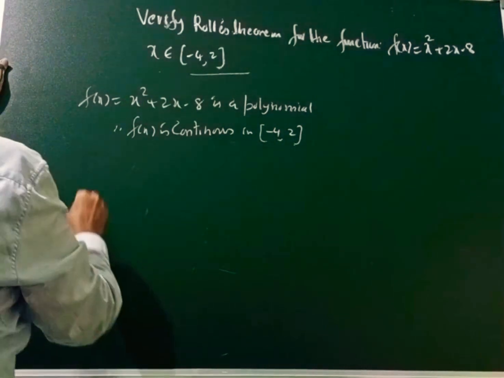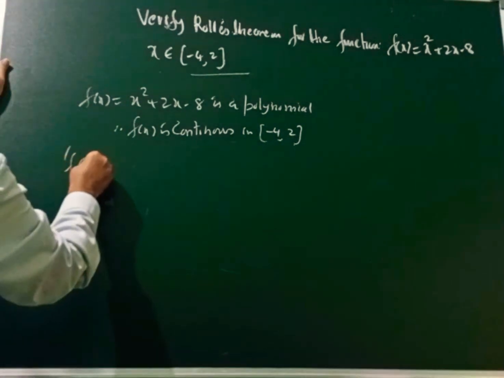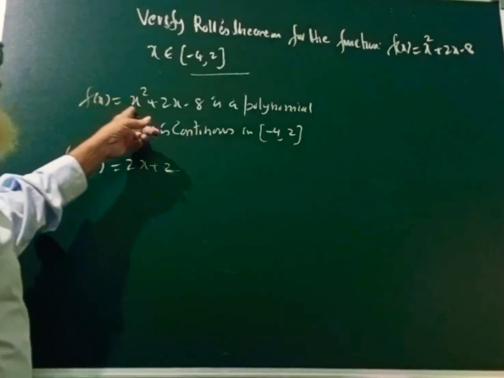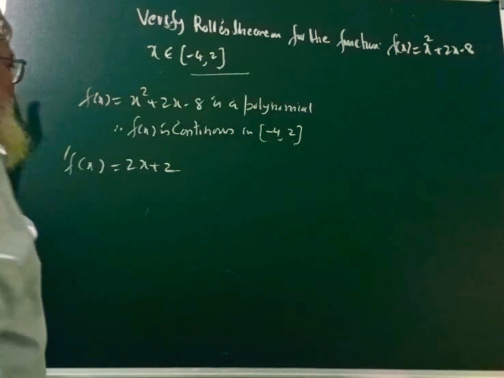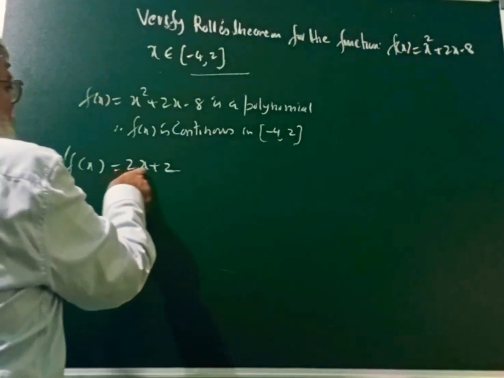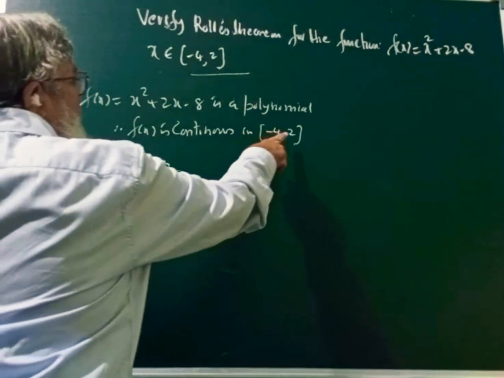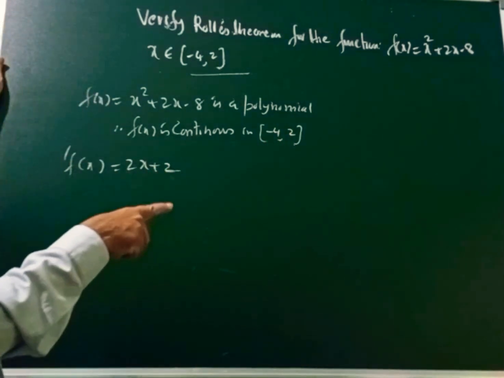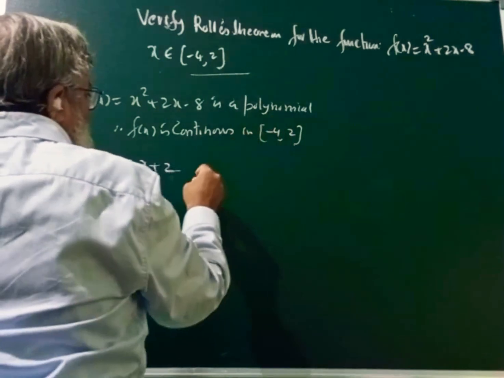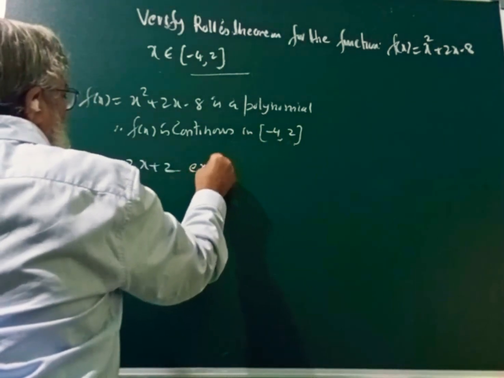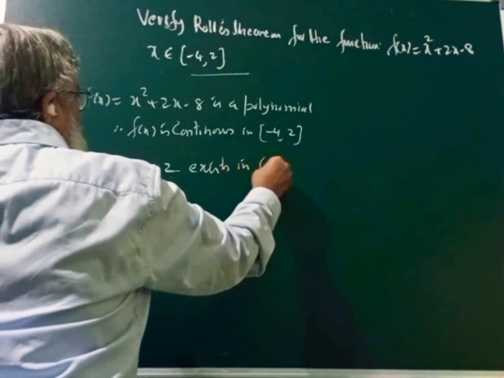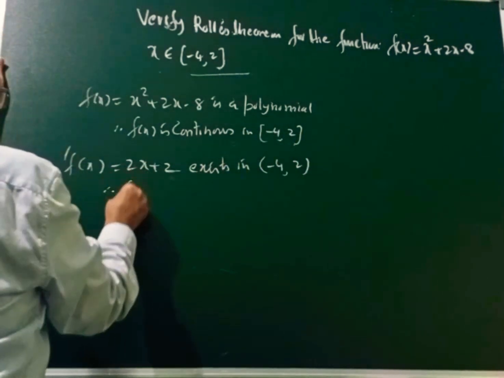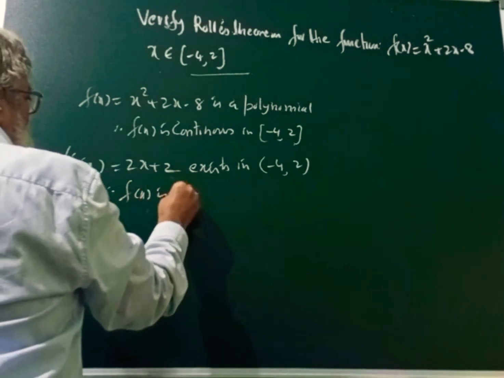Next point. Now f dash x, whether it exists or not. Differentiation of f(x) with respect to x gives 2x plus 2. You see that this quantity f dash x exists in the interval minus 4 to 2. It is not becoming infinite for any value inside. So therefore it exists in the open interval minus 4 to 2. Therefore f(x) is differentiable.